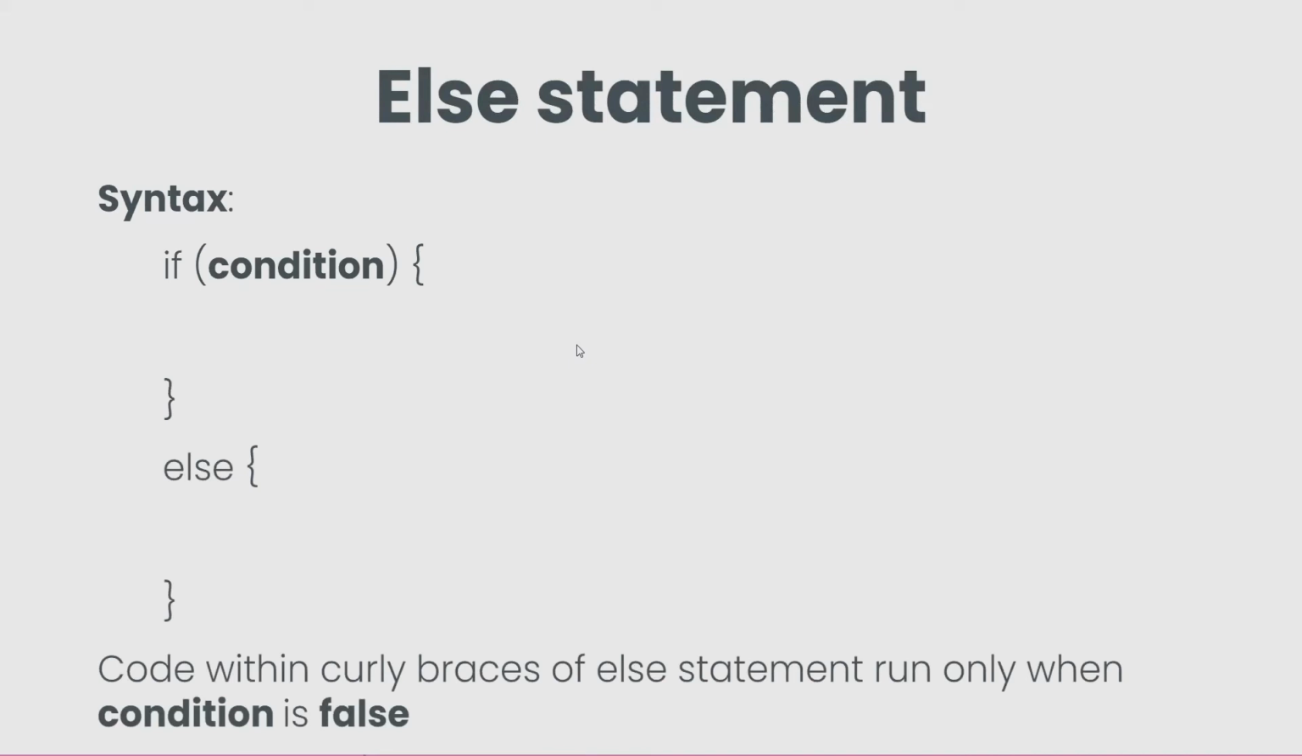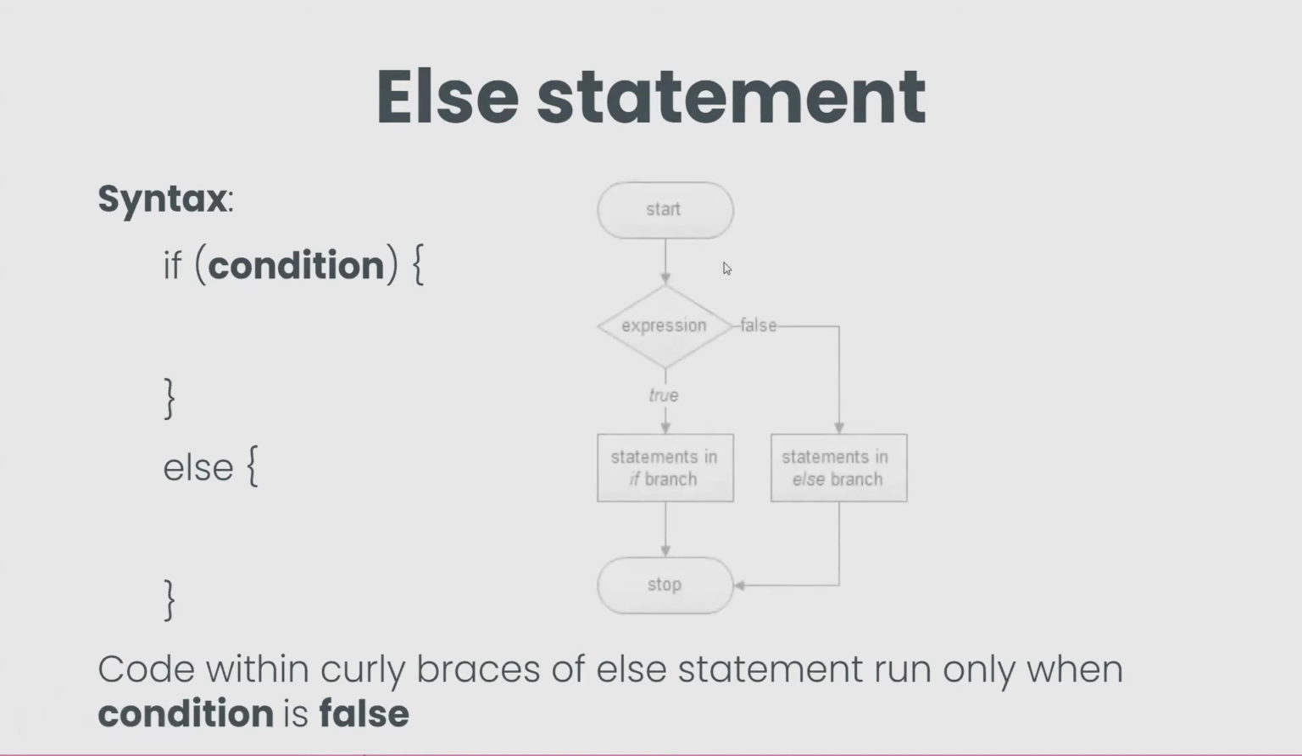Okay, so now you can put an else statement after your if. So if something, then run this line of code. Else, if this is false, then it will run another line of code. If that's a bit hard to understand, you can look at the flowchart. Given a condition or an expression, if it is true, then a statement in the if branch will run. If it is false, then the statement in the else branch will run.